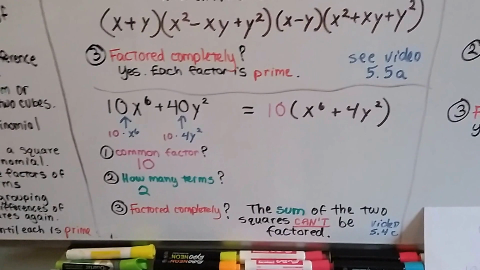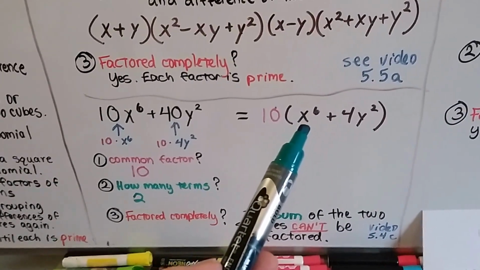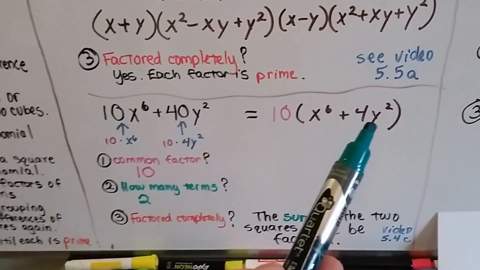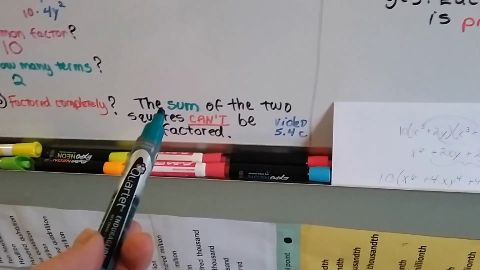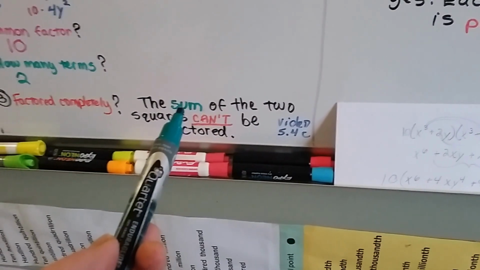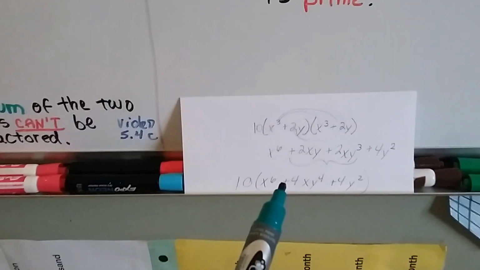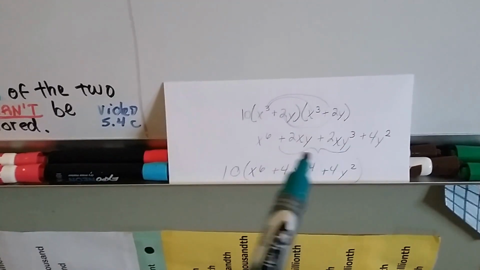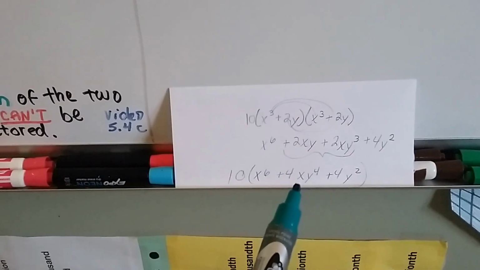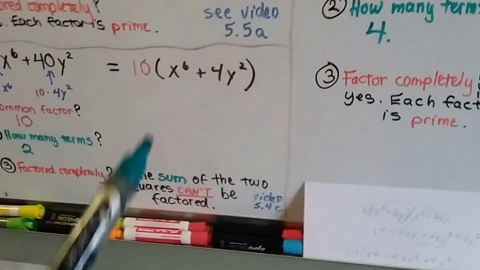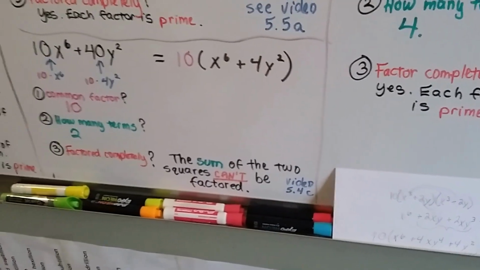It's factored completely. So, I know some of you are thinking, oh, but that could be x to the third times x to the third and 2y times 2y. But no, because if we did that, because it's the sum of 2 squares, not the difference, it's the sum of 2 squares. We have a plus sign here. What's going to happen is when we FOIL, the center ones are going to make 4xy to the fourth in the center. See? That doesn't work. That's not there. So no. This is as far as we can go on this one.